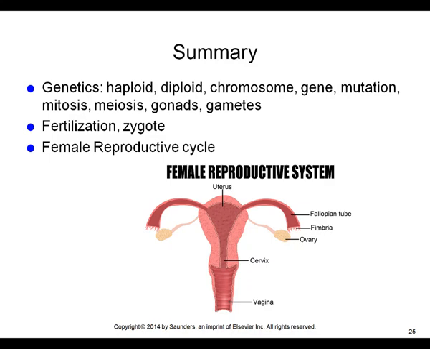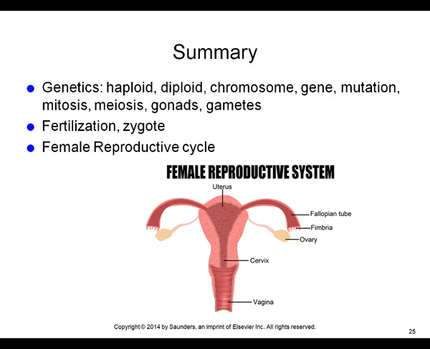Genes code for proteins. If there is a change in the DNA sequence, then there's also a change in the protein, and this can have consequences, depending on where and when the mutations occur. Health consequences. You should be aware of the term zygote, which is the first cell that's formed after fertilization when the sperm and the egg come together.